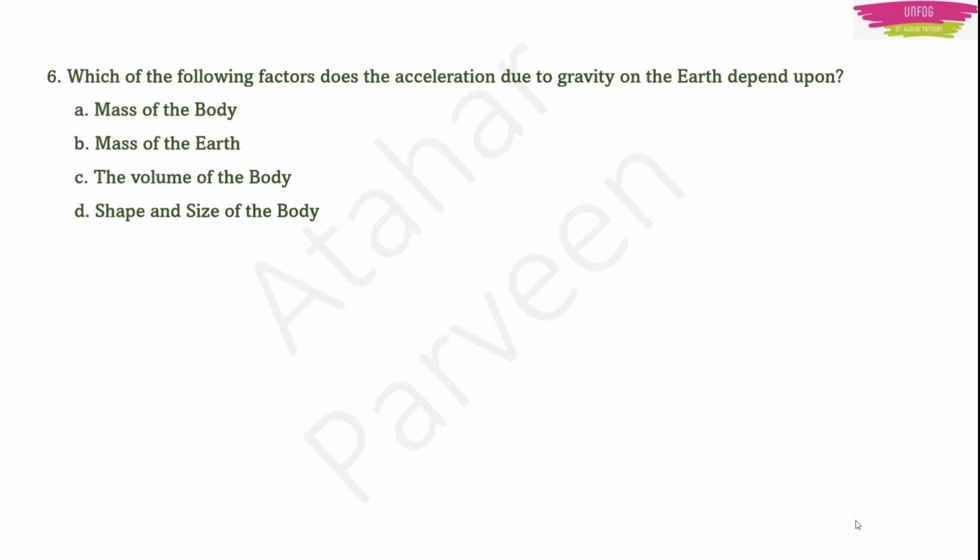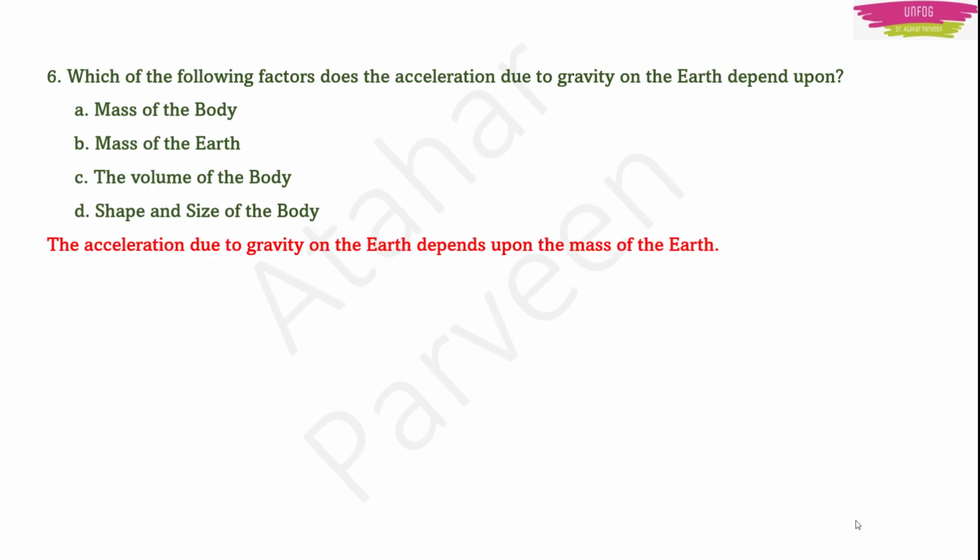Next question. Which of the following factors does the acceleration due to gravity on the Earth depend upon? Now we know the formula easily. We can say this answer. The acceleration due to gravity on the Earth depends upon the mass of the Earth. That's why option B will be the right answer. See, in our formula there is nothing other than mass, right? m1, m2, and we have the distance between the two bodies which is in the denominator. So you have to think about the mass. Then we are talking about the acceleration due to gravity on the Earth, right? On the Earth means it should be mass of the Earth.